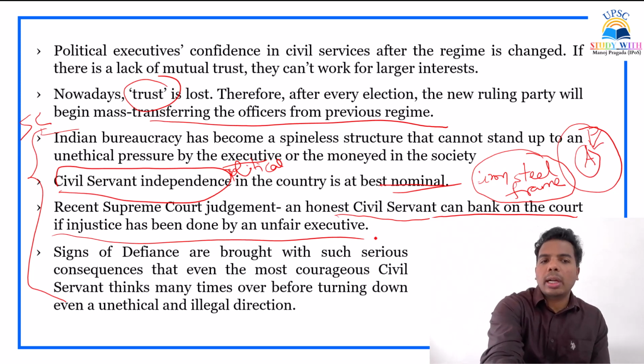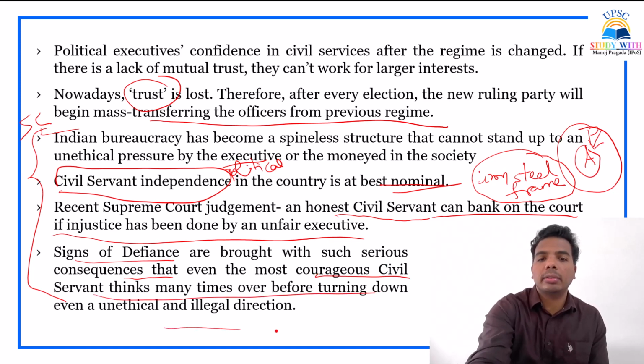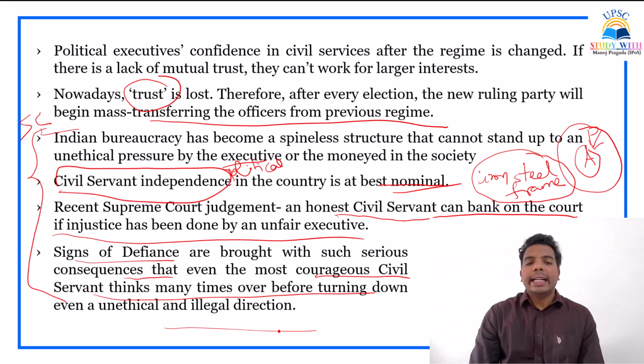Even the Supreme Court has also commented that signs of defiance are met with such serious consequences that even the most courageous civil servant thinks many times before turning down any unethical or illegal direction from the political executive. There are many cases where certain bureaucrats have been severely crushed. They had to face departmental actions. They have to face many legal problems.